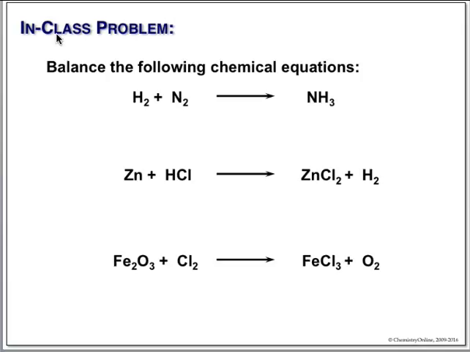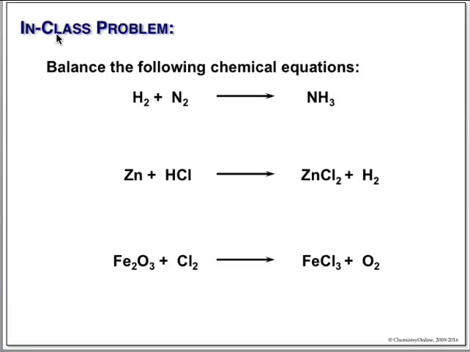Why did you choose 2 out of all the numbers in the world? Well, because we have an odd number. If we multiply it by 2, it'll be even. But why wouldn't you choose, say, 6? Well, with your coefficients, just like in a formula, you want the lowest whole number ratio that you can get. So 2 is a good place to start.